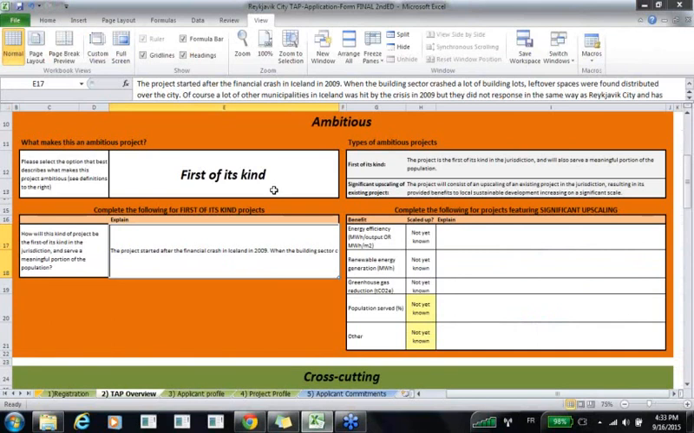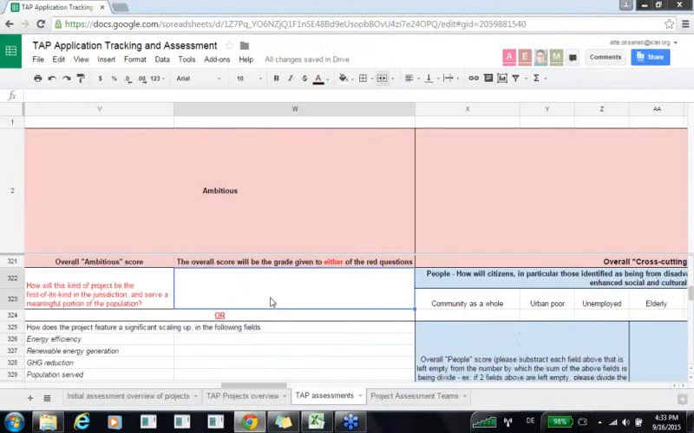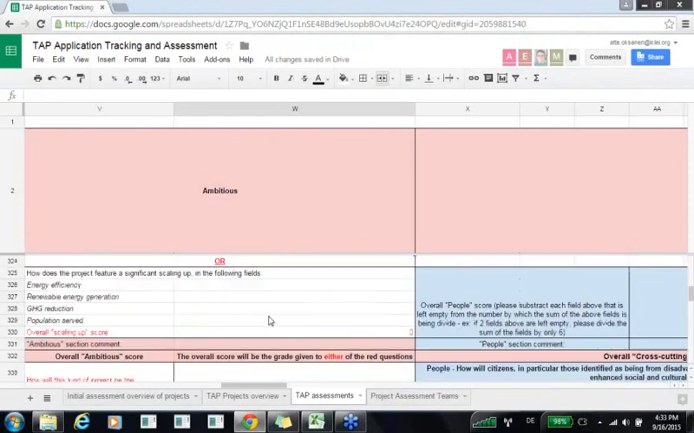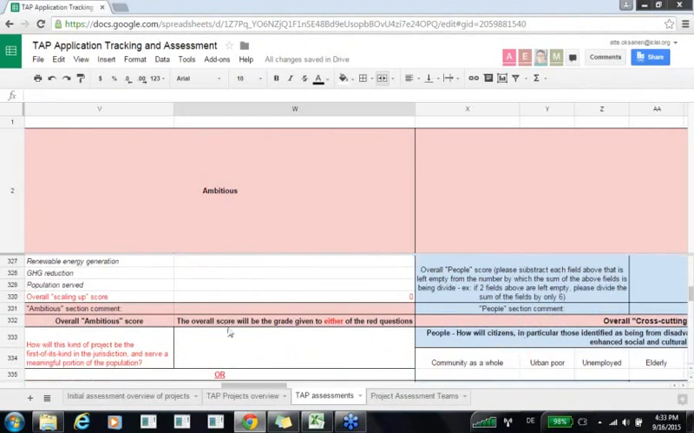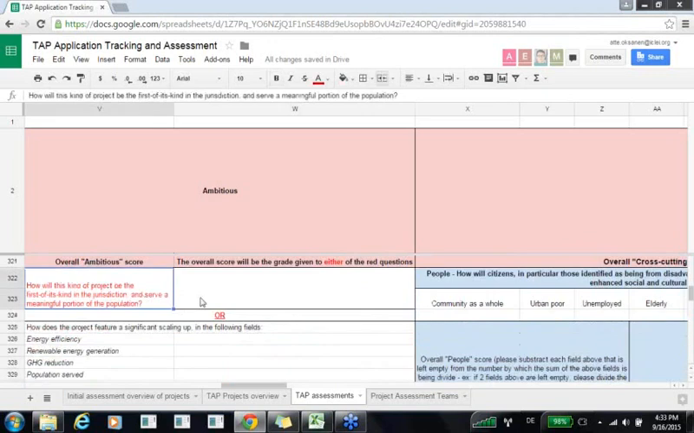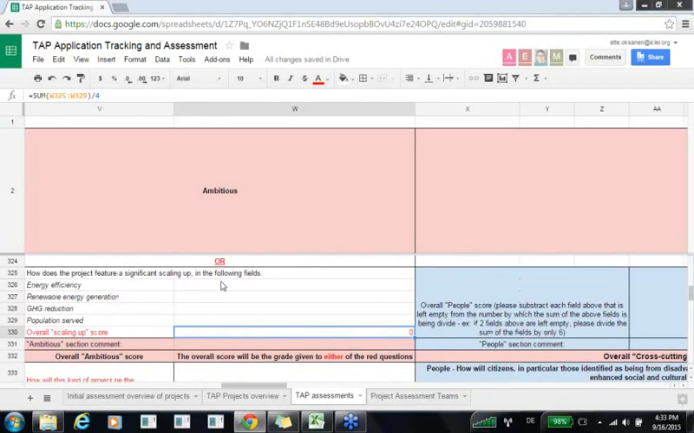If they picked their project as being first of its kind, then you would simply grade the project according to how is it a first of its kind project, and is it serving a meaningful proportion of the population. You would not be looking at the scaling up aspect of it all. All right, so I hope this is clear. So there's no average really here to be made. It's just that the overall score in this ambitious section will be the grade given to either of the red questions. So either this question or this question. But this question is, of course, an average of these subcategories here.